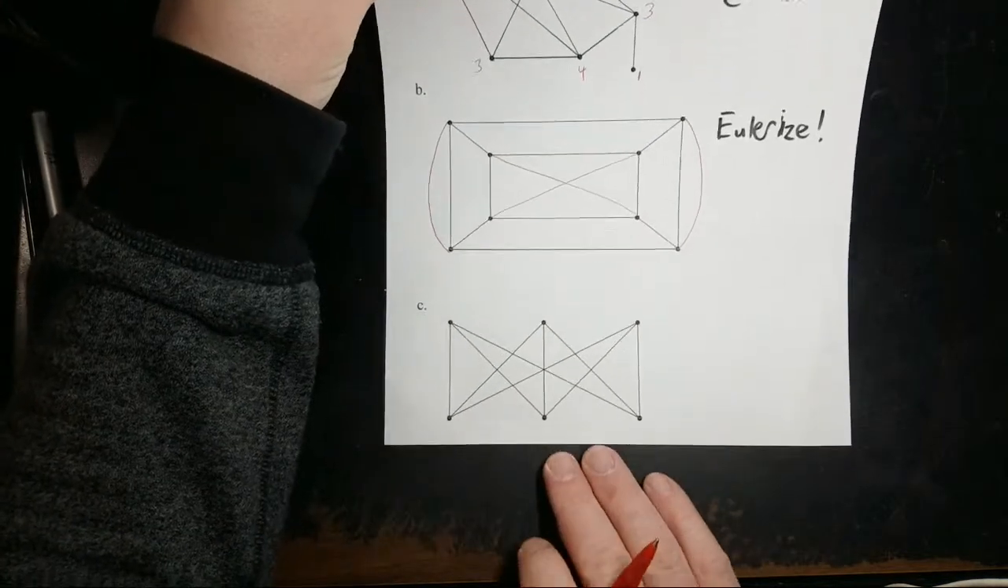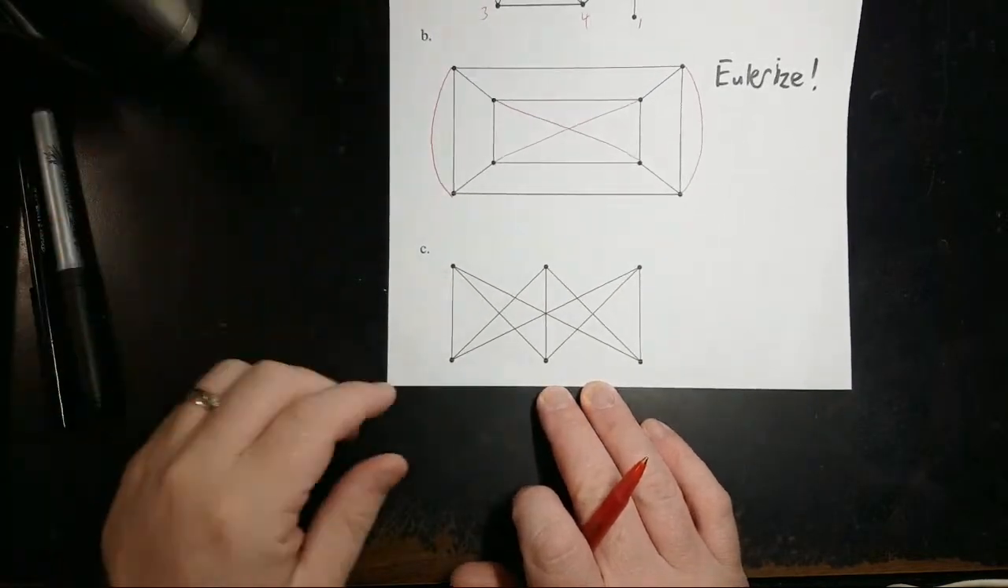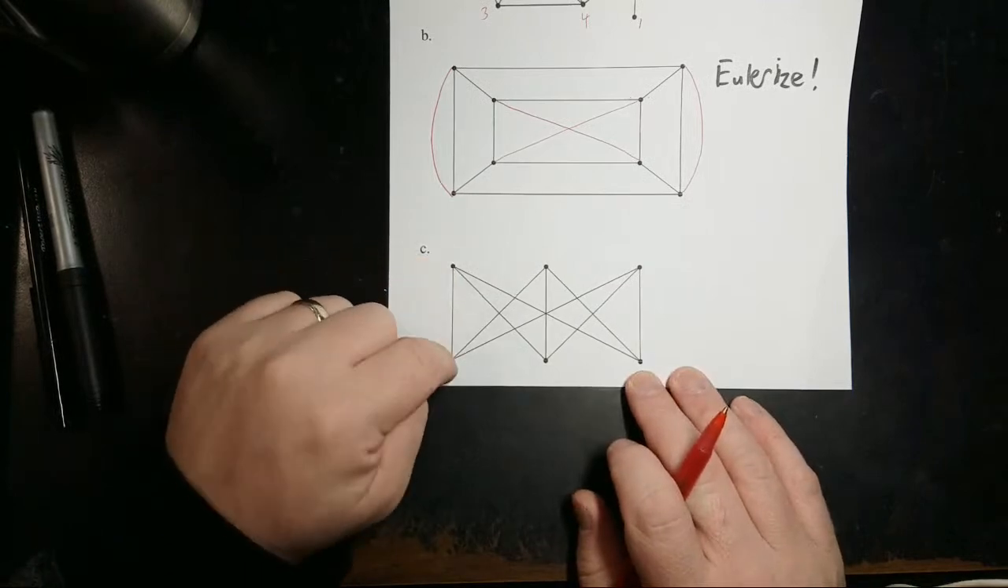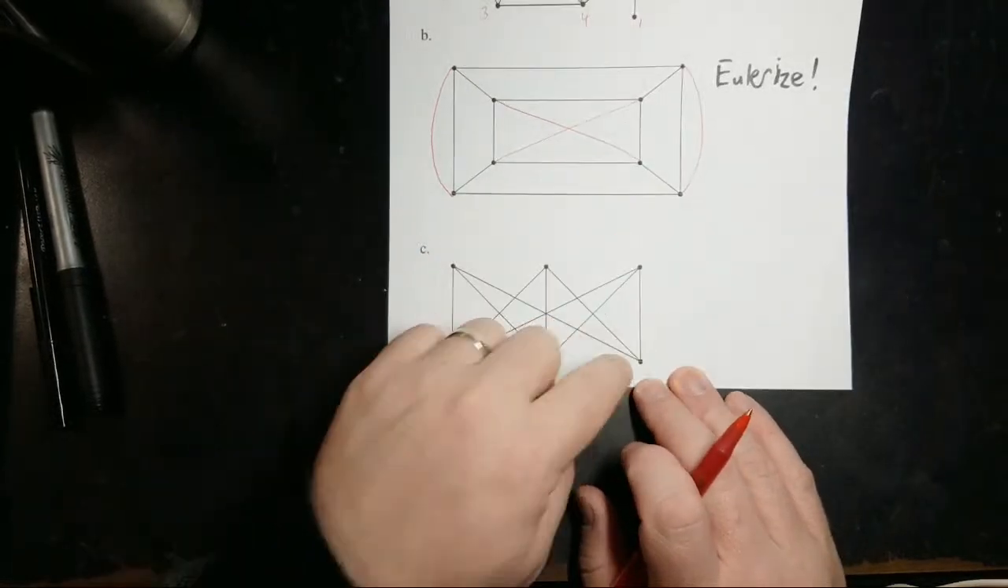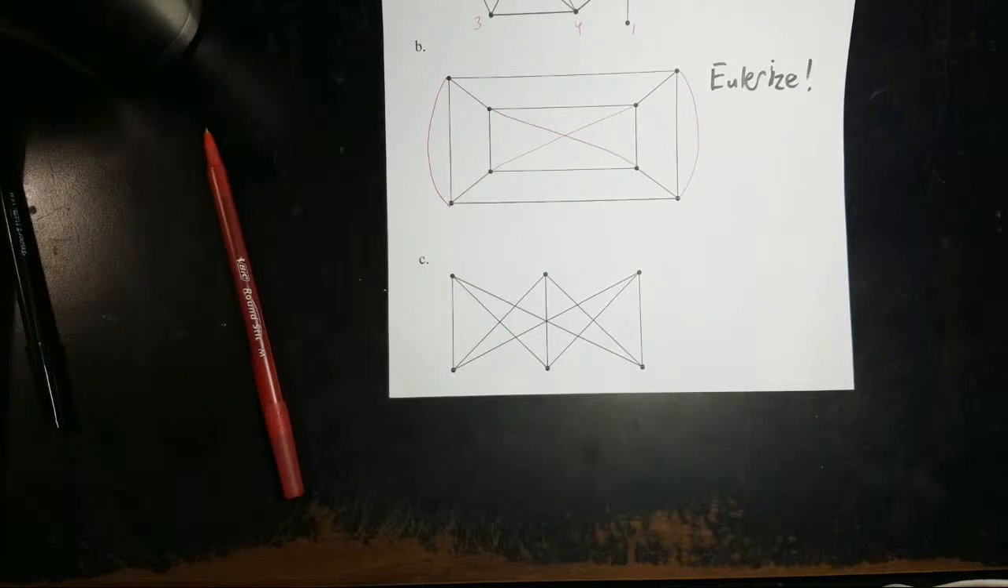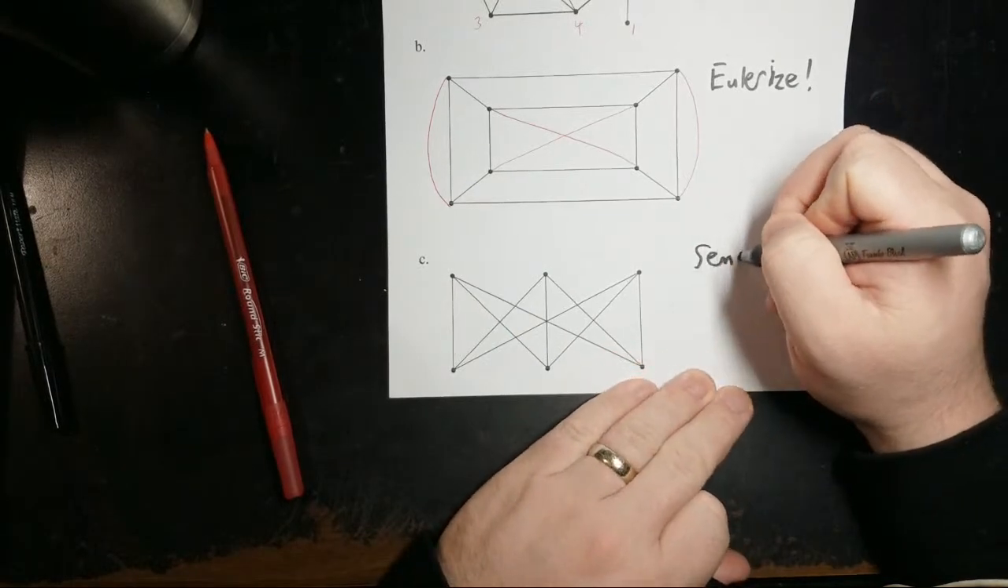Let's look at part C. Might do something different with part C right now. Let's see. 3, 3, 3, 3, 3, 3. Okay. Let's semi-Eulerize.